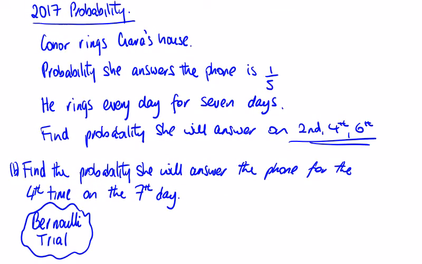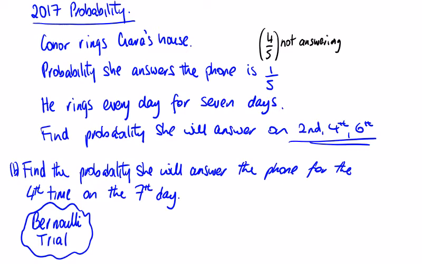2017 probability questions. Connor rings Kira's house. The probability that she answers the phone is 1 over 5. Anytime they give us a probability, match it off with the probability of her not answering, or whatever the other side of the question is. So 4 over 5 is the probability of her not answering.